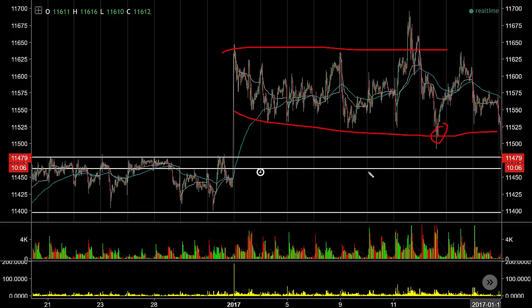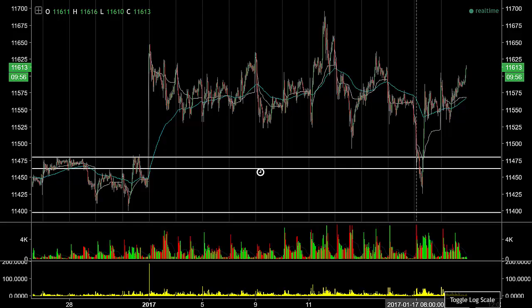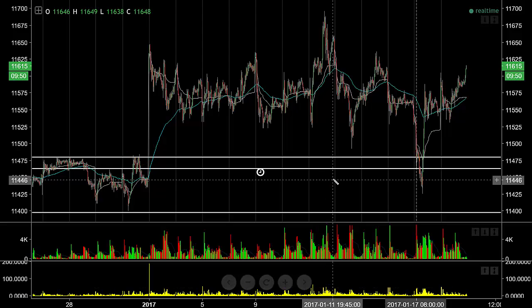We come down. Sorry, it's not the day. It's this day here. We come down, and we'd started to fill this gap. Okay, we'd been up there for a while. We came down and we'd filled this gap. So that kind of gets me interested.